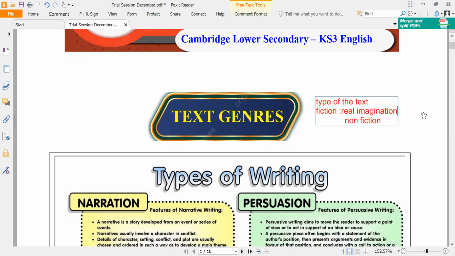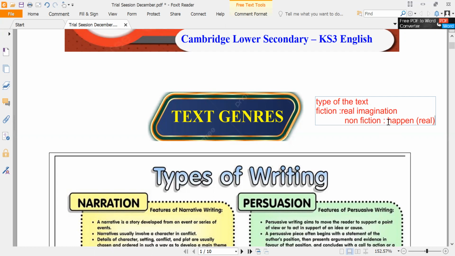The non-fiction text means this text already exists or happened. Something did happen, so we name it non-fiction. We can name it real. This point is clear? Okay. If I asked you to describe your room, your bedroom, will this be a fiction text or a non-fiction? It will be non-fiction. Perfect, because it is real.